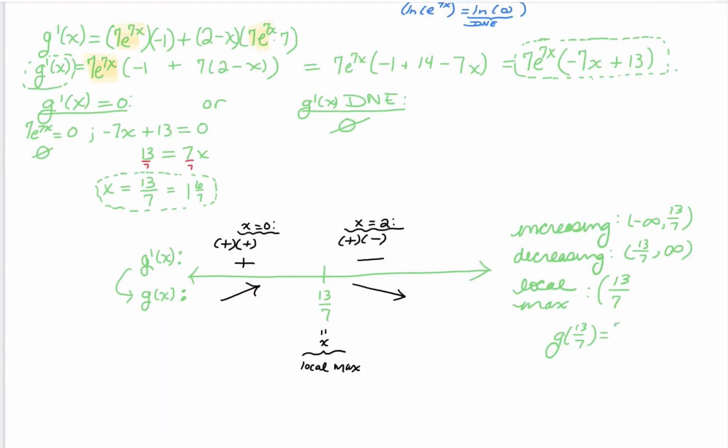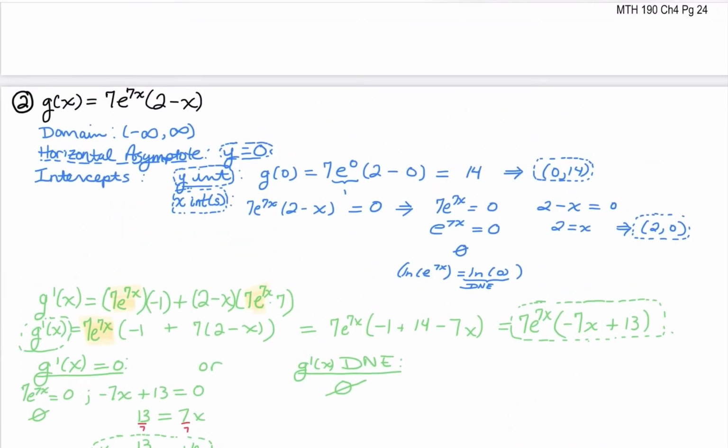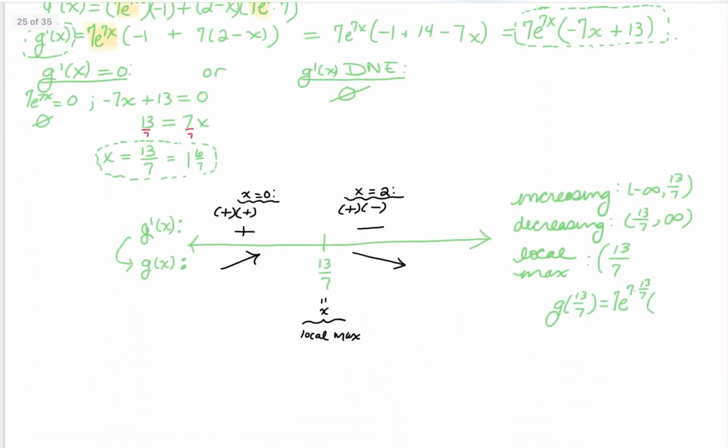Our original function was 7e^(7x) times the binomial (2 − x). Plugging in 13/7, we get 7e^(13) times (14/7 − 13/7), and 14/7 minus 13/7 is just 1/7. So the 7s reduce, and we end up with just e to the 13th. So the local max has a huge y value; if we took a look at that in our calculators, e raised to the 13th power is a very large number.